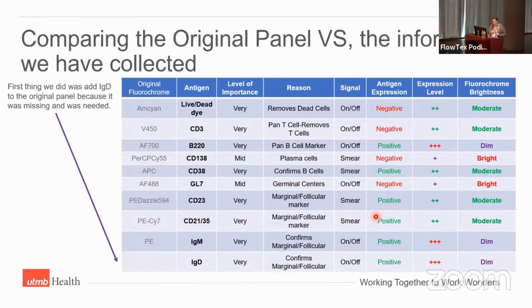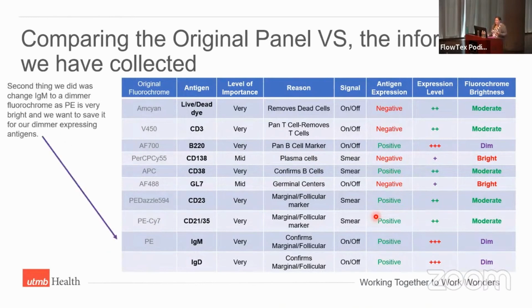IgD, since this was originally missing. PE was really bright, and IgM is a bright expression marker. So I want to go ahead and lower that fluorochrome down so it's not so bright.